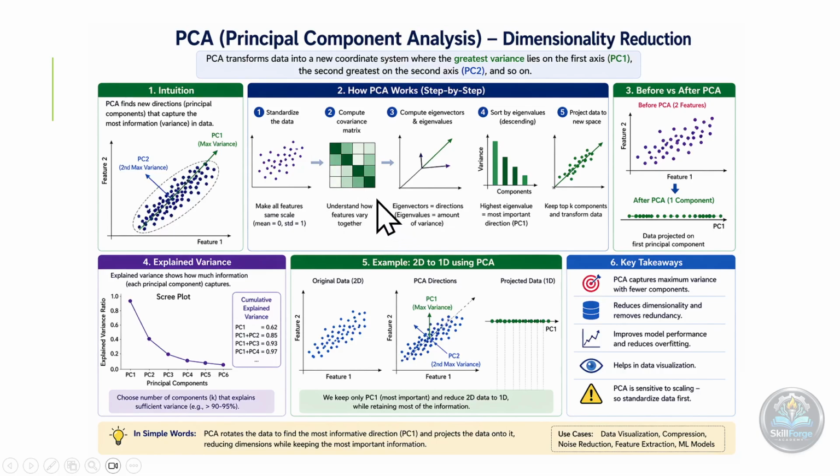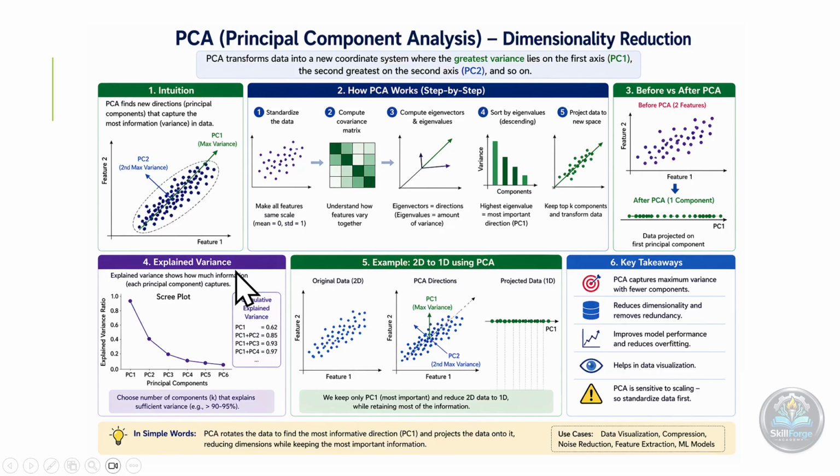So how does PCA actually work? First we standardize the data as I said earlier, and then we compute how features vary together. Next we find important directions, the eigenvectors. We rank them based on their importance, and finally we project the data onto these directions. And here you can see, before PCA the data has multiple features, and after PCA we reduce it to fewer features while keeping most of the information.